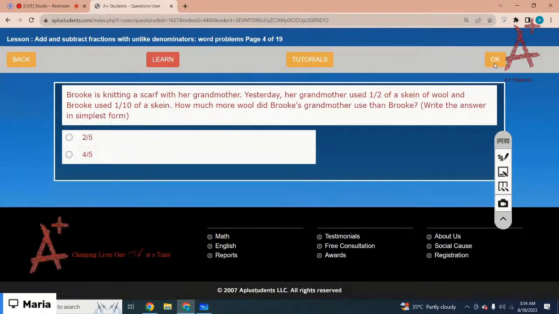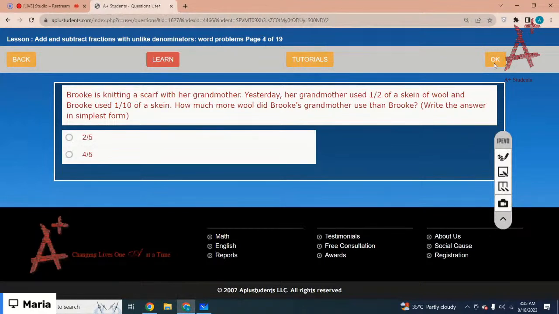Brooke is knitting a scarf with her grandmother. Yesterday, her grandmother used half of a skein of wool and Brooke used 1/10 of a skein. How much more wool did Brooke's grandmother use than Brooke? So you have to calculate how much more. That means you have to find a difference, right?